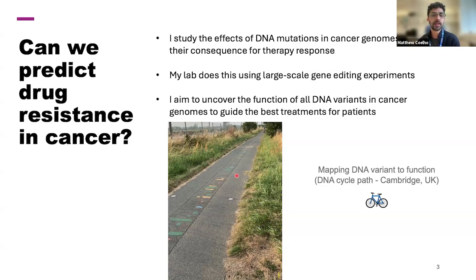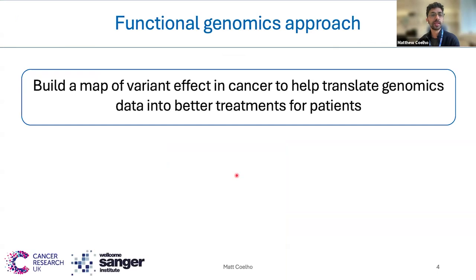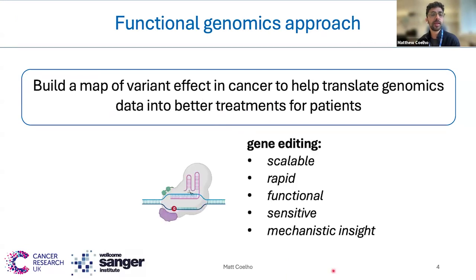So we're looking at this problem using functional genomics or CRISPR screens, which is slightly different to the traditional CRISPR knockout screen, because that's just disabling the gene function. We're more interested in what specific variants do. It's the ambition of my group to map variants which affect treatment response in cancer at scale. We use multiple different types of gene editing because of the scalability. It's really rapid, it gives you a functional readout, and it's very sensitive.